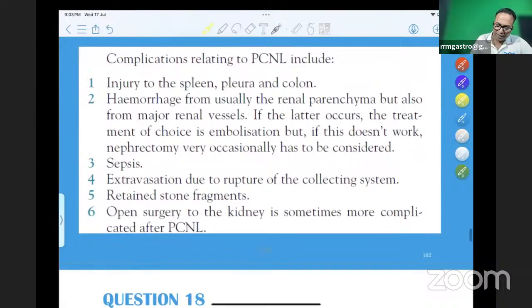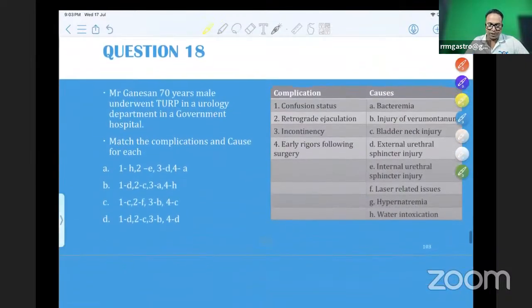So complications of PCNL: hemorrhage from the renal parenchyma or from major renal vessels. If the latter occurs, the treatment of choice is embolization. But if this doesn't work, nephrectomy has to be done. So please remember, hemorrhage from the renal parenchyma, we will go for embolization.